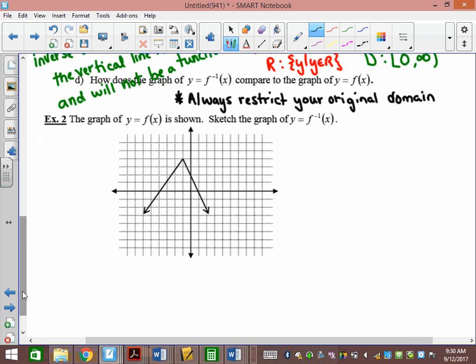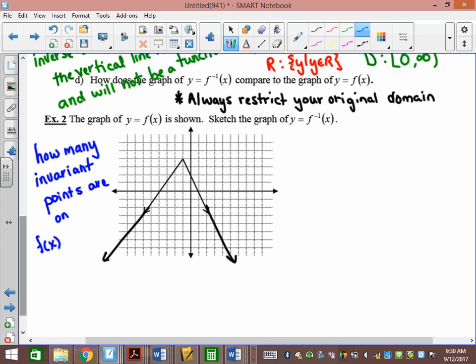So if I give you this graph here, okay, it's going to keep going like this. And I ask you how many invariant points are on f of x and f inverse of x? First off, do I have to draw f inverse of x in order to answer that question? I don't need to draw it. What's the only thing I have to draw? y equals x. If I draw y equals x and count how many, you know how many.